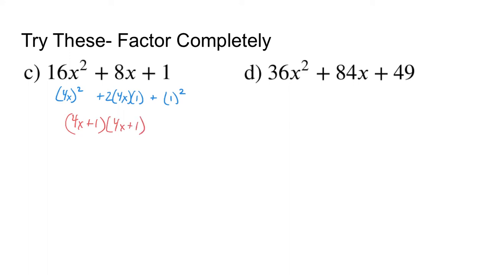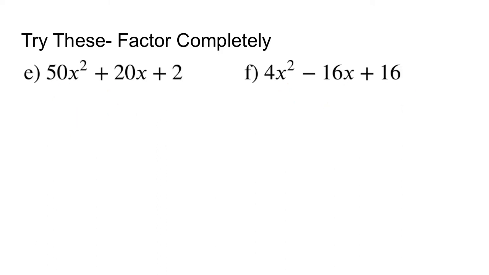What about for D? If I look there, that's 6x squared. If I look down here, that's 7 squared. In the middle, I should see 2 times the A value times the B value. Let's check it out. 2 times 6 is 12. 12 times 7, calculator, yep, that's definitely 84. So I end up with 6x plus 7 times 6x plus 7. That would be my final answer there.